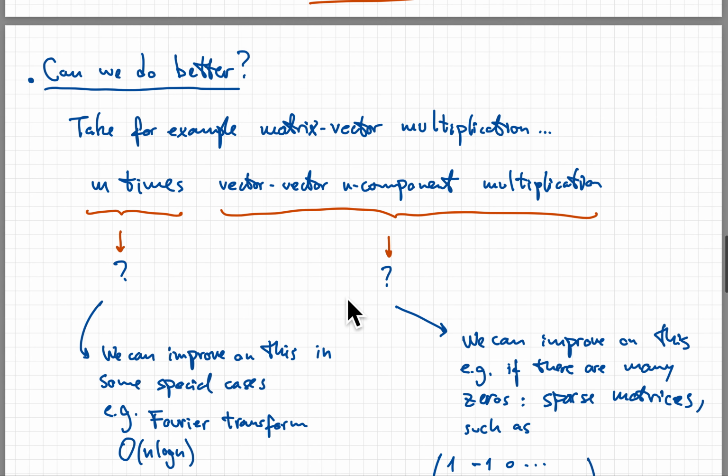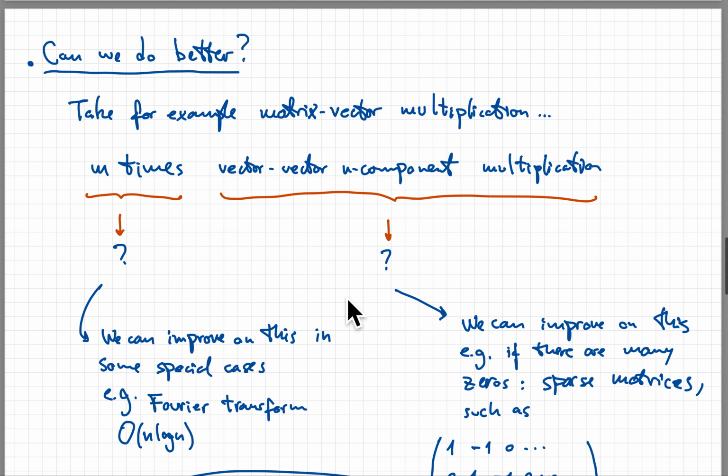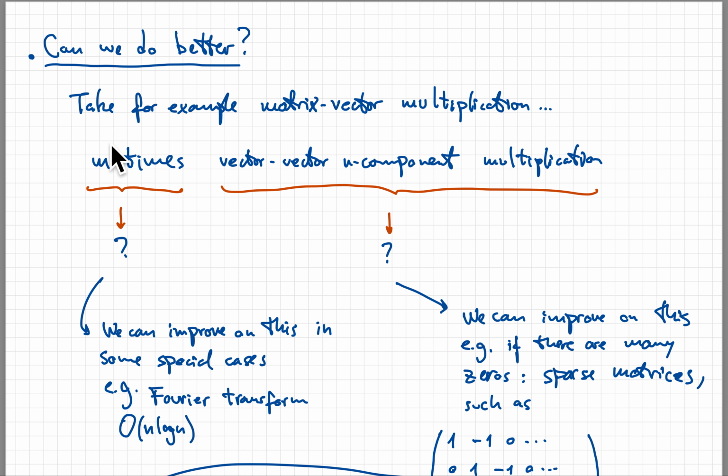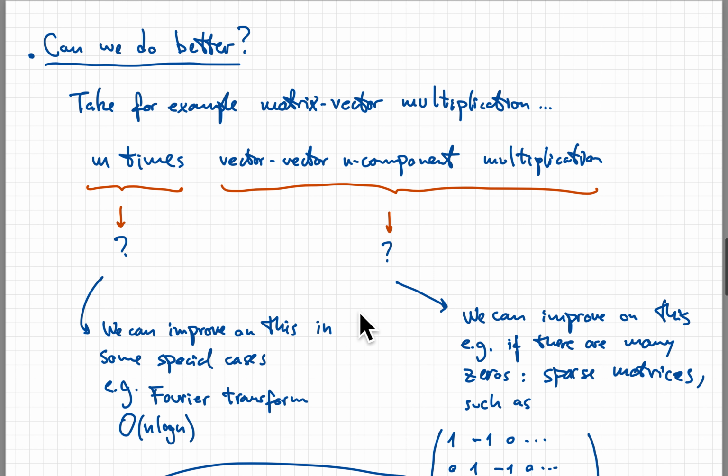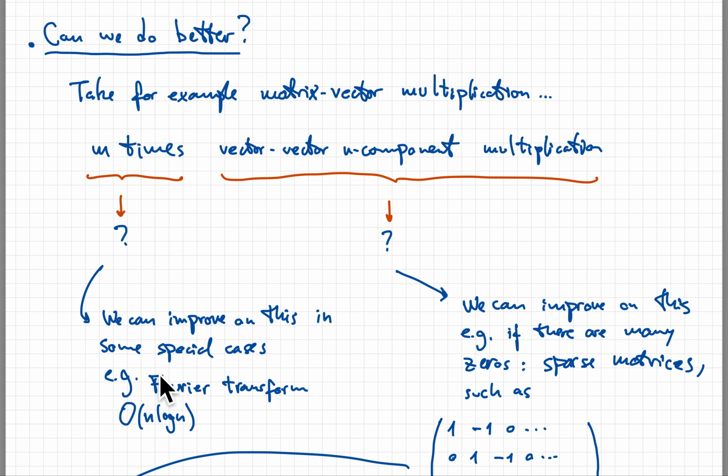Well, one thing that happens sometimes, and this is rare, but it happens sometimes, is that this m times can be improved upon in special cases. And this is the case of a Fourier transform. So if the matrix in your matrix vector product represents a Fourier transformation, and we will see what Fourier transforms are in a future video, but if that's the case, then it is possible to simplify this part.